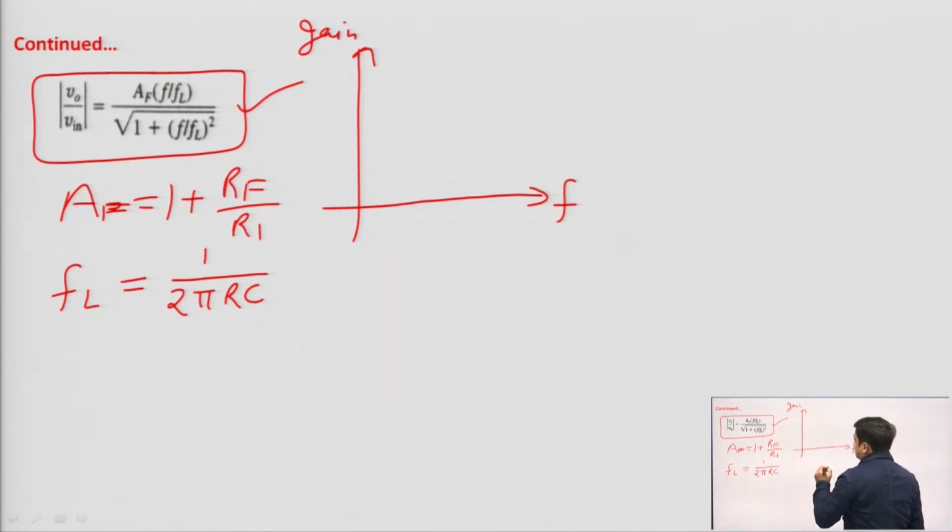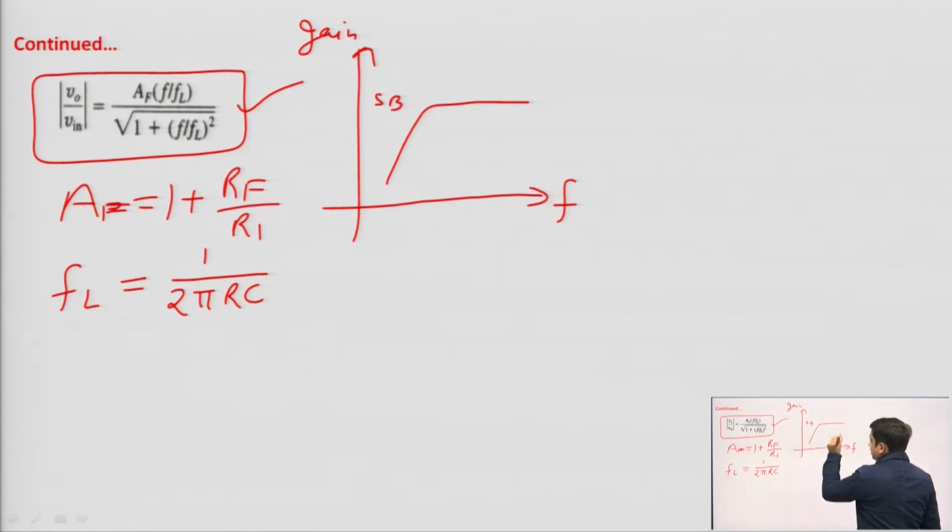In case of high pass filter, the signal is attenuated at low frequency and the signals are passed at high frequencies. So, the frequency response is like this. Here we can see that this is the stop band and this one is the pass band, and the maximum gain which we are getting is AF. In stop band we can see that the gain is very less.